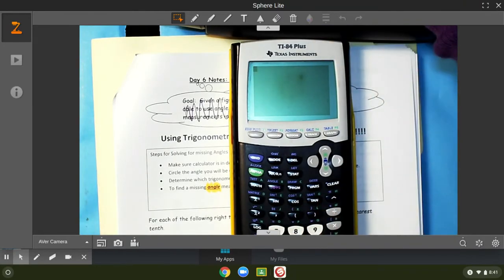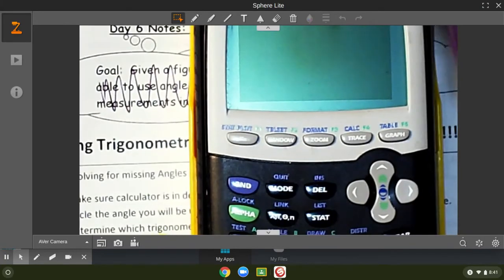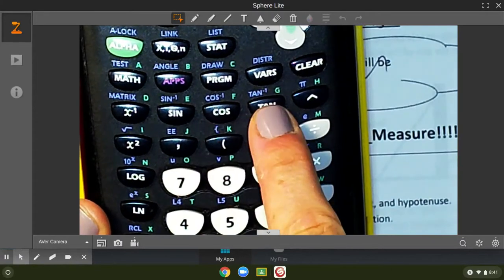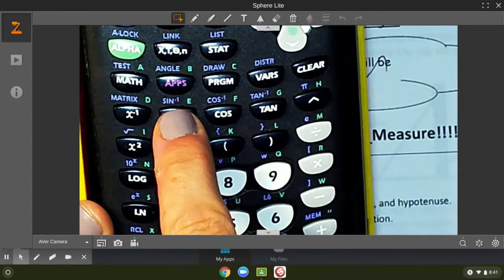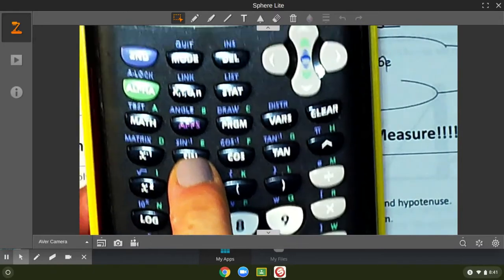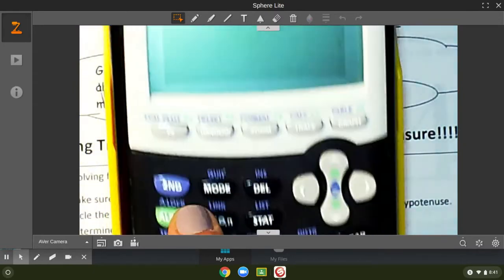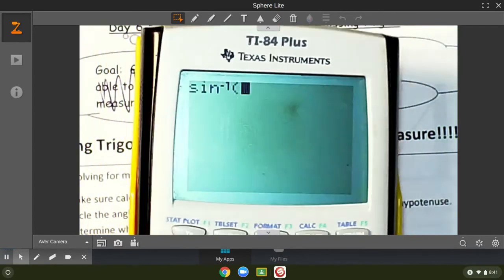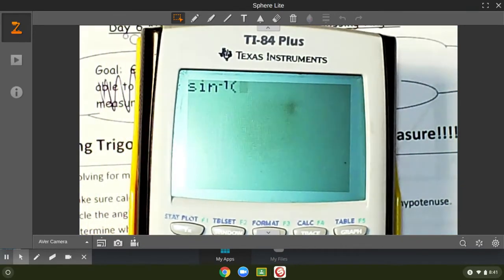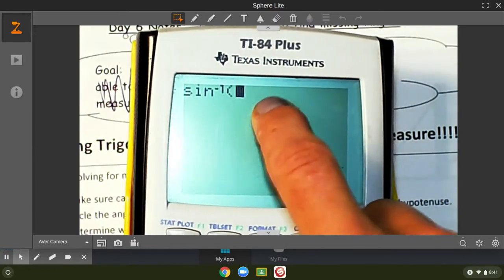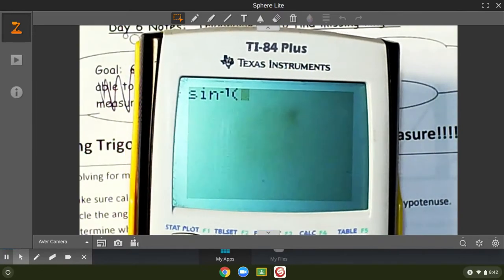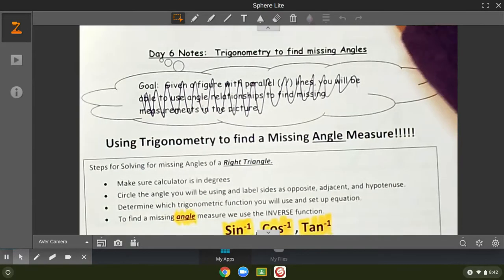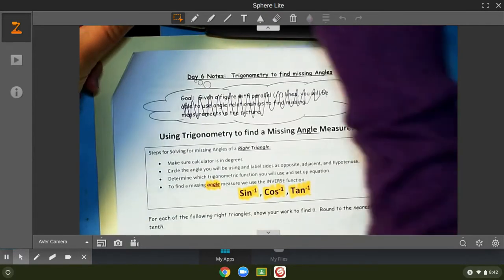So if I zoom in here, if you see sine, cosine, and tangent, the inverse is directly above it in blue. To get that, instead of just hitting the sine button, you hit the second button and then the sine button. If you look at your screen, now you see that it says the inverse, and then we'll put the function into that parentheses there. Okay, so that's how you get to the inverse. All right, let's jump into it and give this a try.